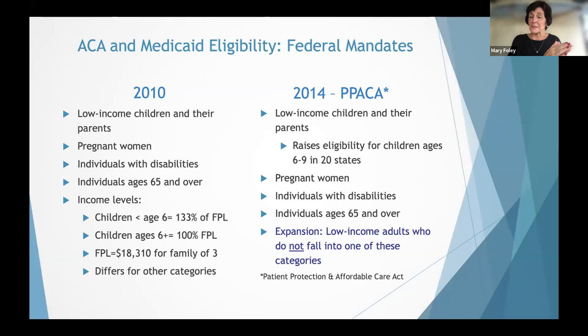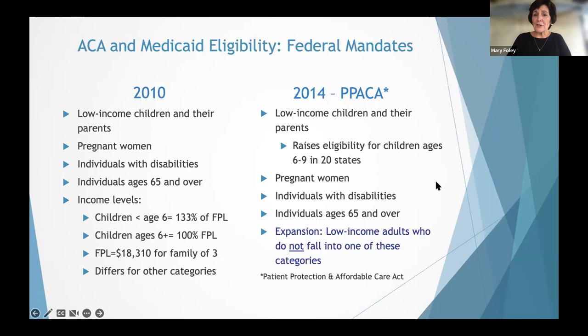This all changed with the Affordable Care Act, okay? And then again, for a family of three, the federal poverty level was $18,000 a year. So think about $18,000 a year for a family of three. Now you have a child that's over age six, they're not going to get health care. That's what it was like before the Affordable Care Act.